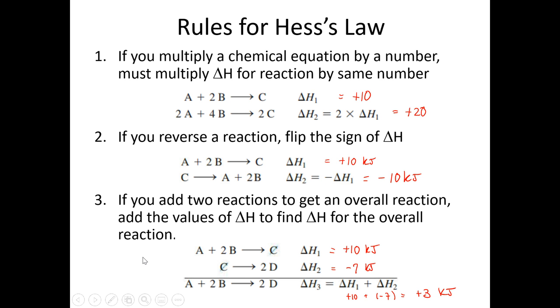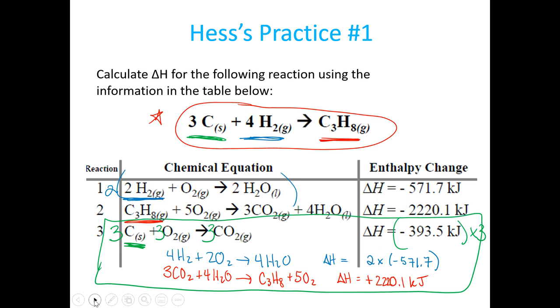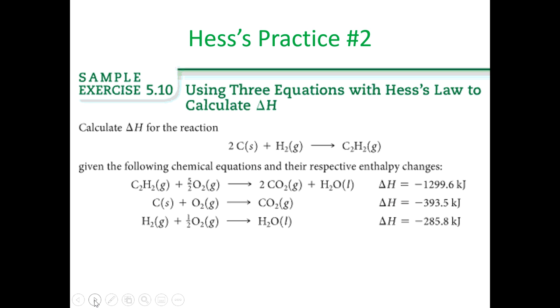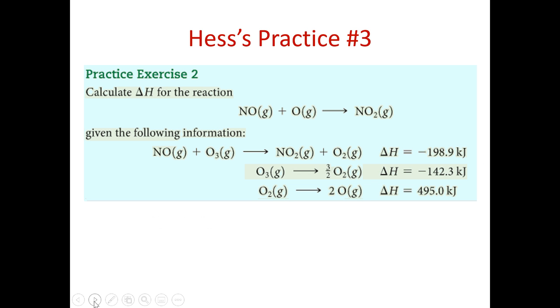So there's not like an equation for Hess's law. It's just kind of mastering these three sets of principles and applying them to find the delta H of an unknown reaction. So let's look at one other example here. That one's pretty similar. Let's look at a different one. Okay, so let's look at this one.